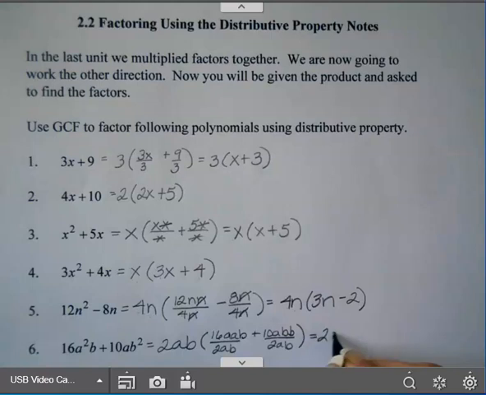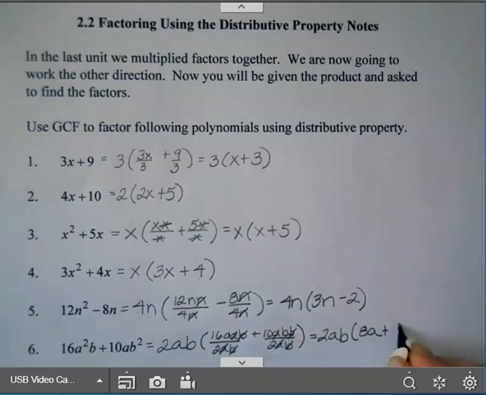The 2AB stays on the outside. And notice one of the B's cancels, one of the A's cancels. And so for the first one, 16 over 2 is 8. So this is going to be 8A. On the next one, one of the B's cancels, one of the A's cancels. 10 over 2 is 5, and then I still have a B.